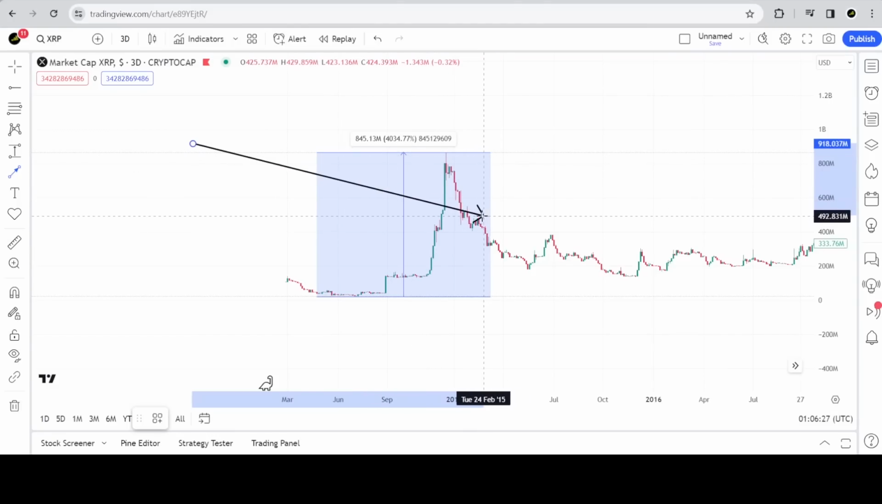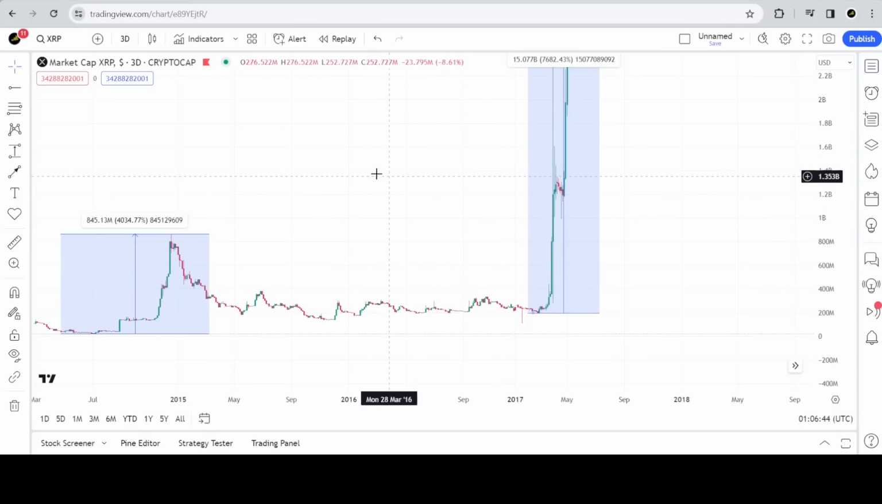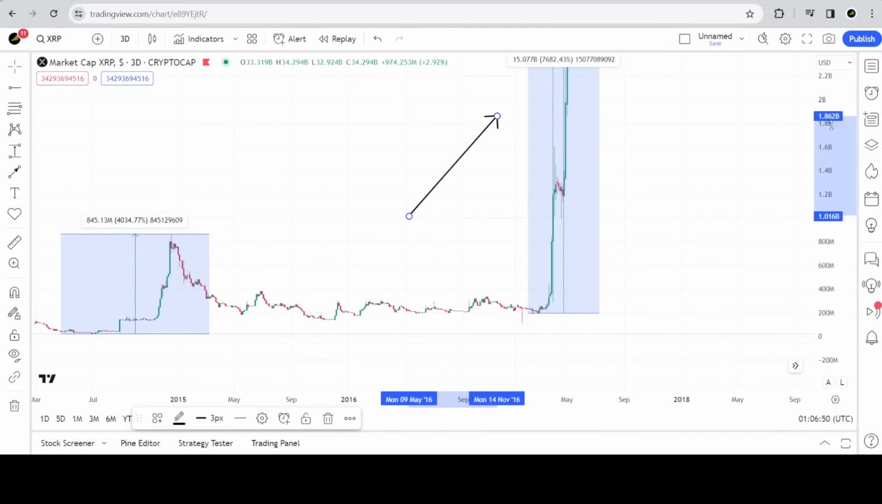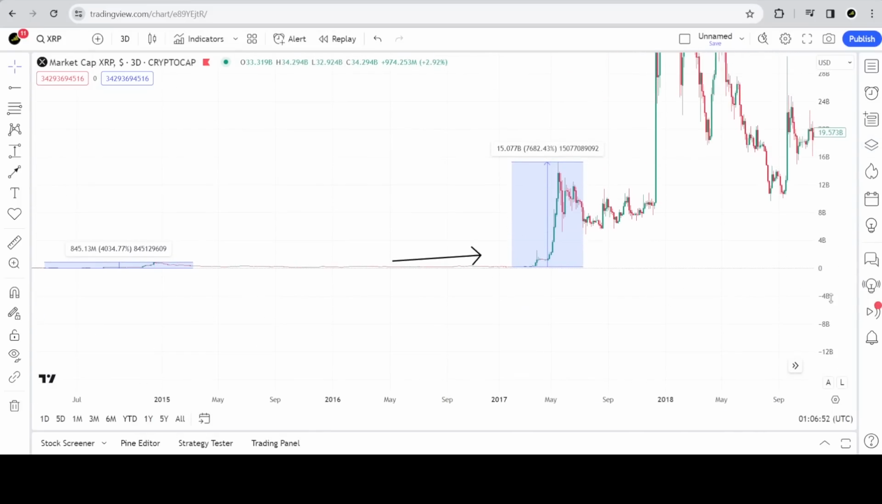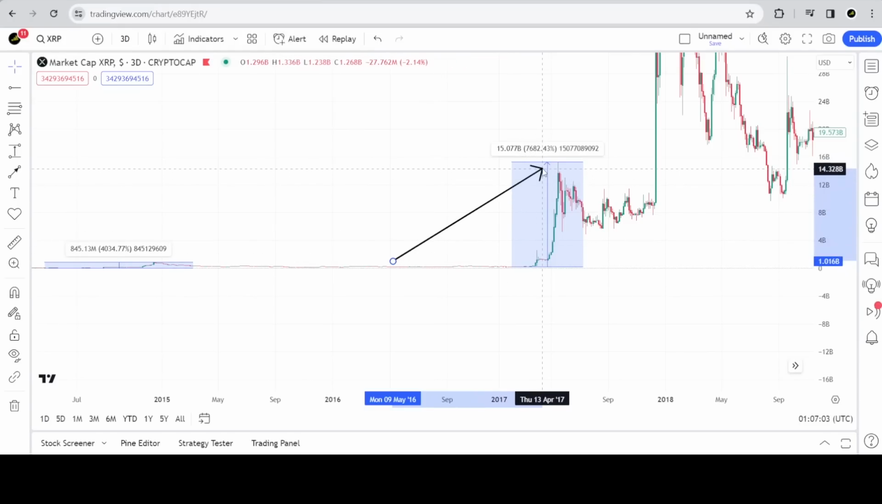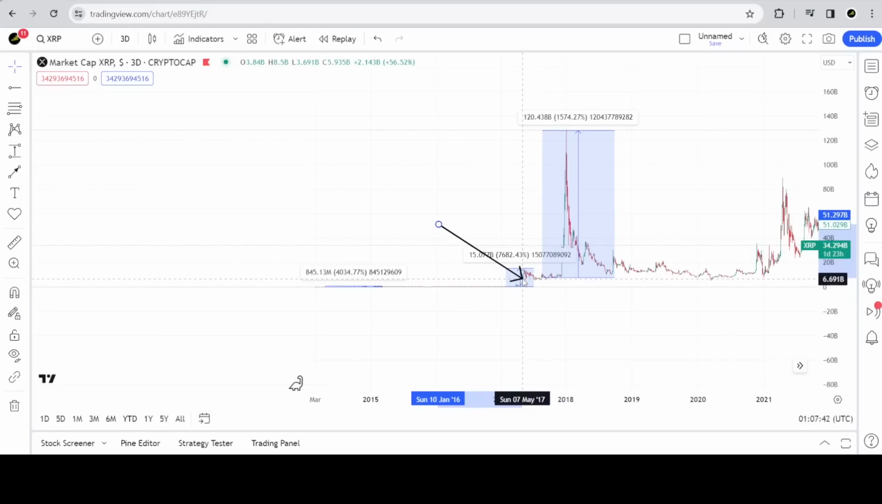Let's examine the next time this took place. The next time, from the trough down here all the way to the peak way up here, is over a 7,600% increase in the market cap. So this was a monster of a move. This one is larger than the one at the current all-time high.